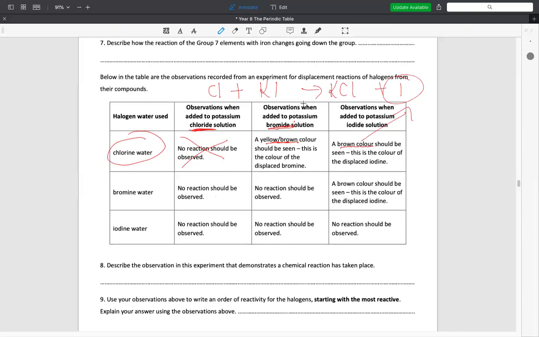I do understand that this is a bit of a trickier level, it's a bit of a higher level question, but hopefully the more we look at these questions, the easier it will get. And that is it for Group 7. That's everything we need to know.